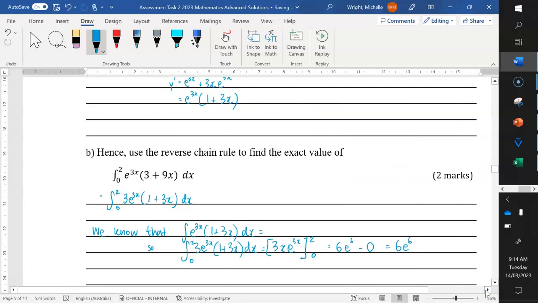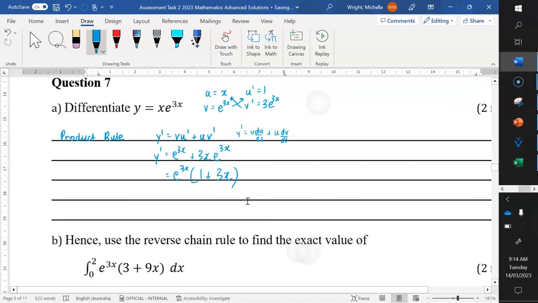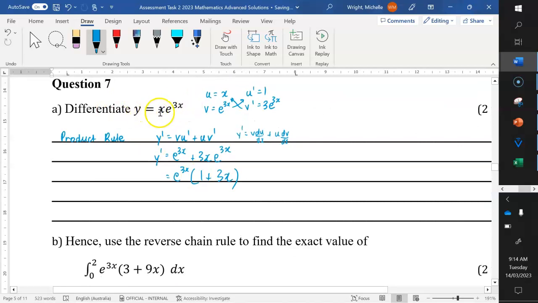Okay. So we want to integrate between 0 and 2 e to the 3x times 3 plus 9x. Now what I did here was I factorized this bracket and pulled out a 3 and just popped it out the front there. When I do that, I get my e to the 3x is still there, but my 3 I've pulled out, and in my brackets I've now got 1 plus 3x. So that's what I want to integrate. Now what we know from the question above, if we think about what we had, I've differentiated this function to get this.